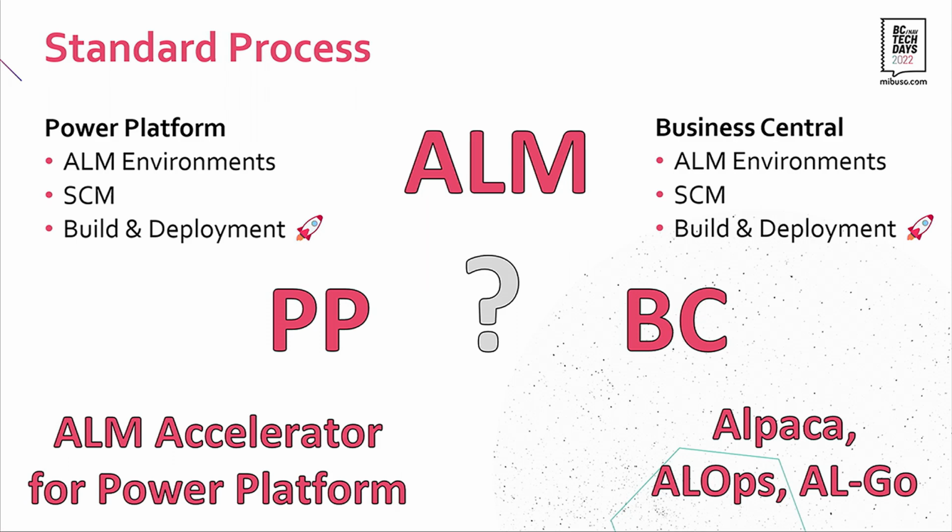On the right side, we can accelerate the development by using the common products. One is from my own company, it's Cosmo Alpaca. One is from Walter's company, it's ALOps. Or we use ALGo for GitHub. It's up to you. But you automate your development process in Business Central.